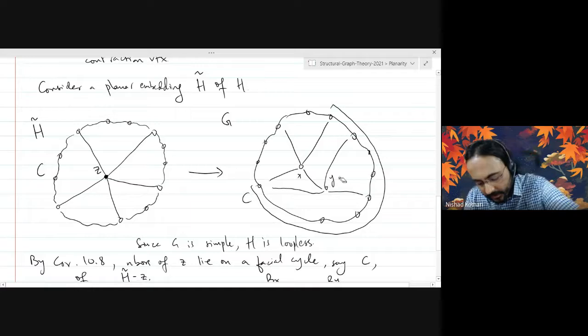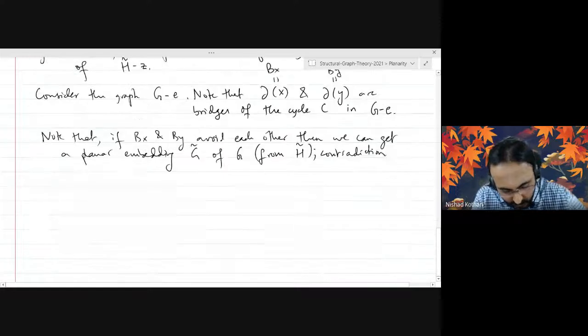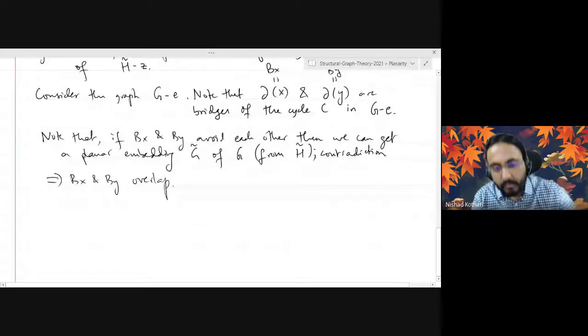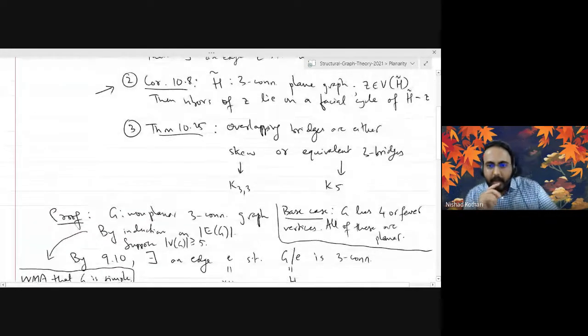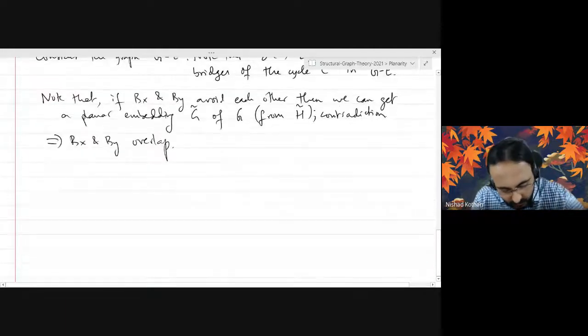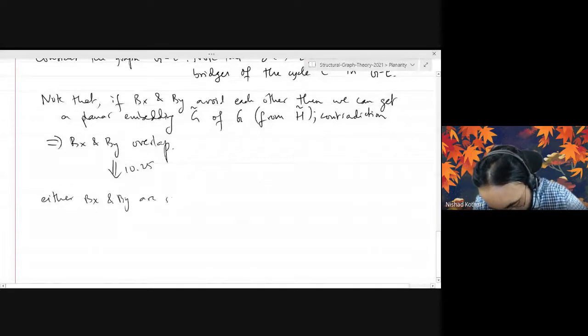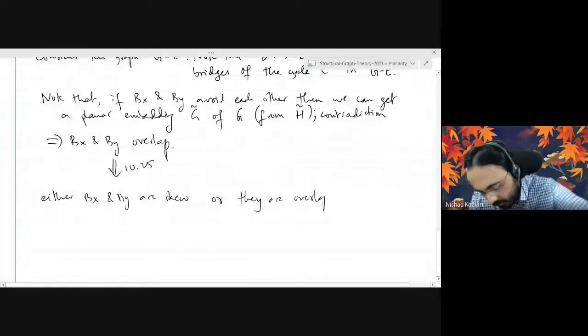Okay, so that's good. That means that the only way the graph G is not planar is if these two bridges overlap. This implies that Bx and By overlap. Well, what does overlap mean? By our previous theorem 10.25, they must either be skew or they must be equivalent three bridges. By 10.25, either Bx and By are skew, or they are equivalent three bridges.